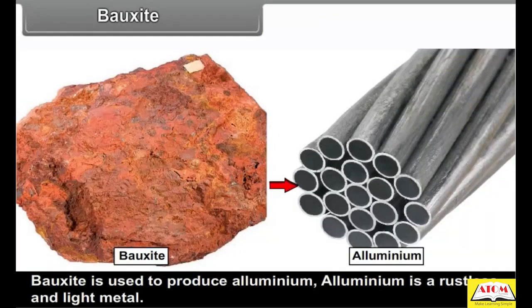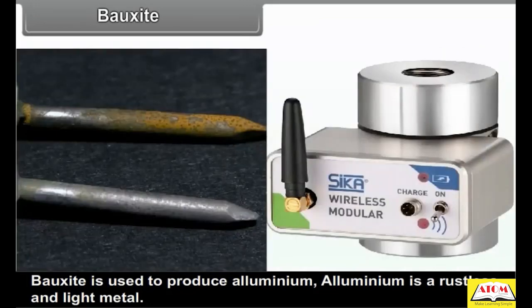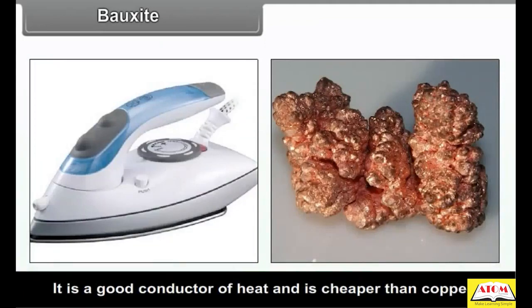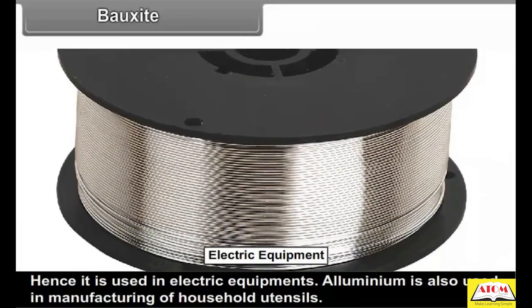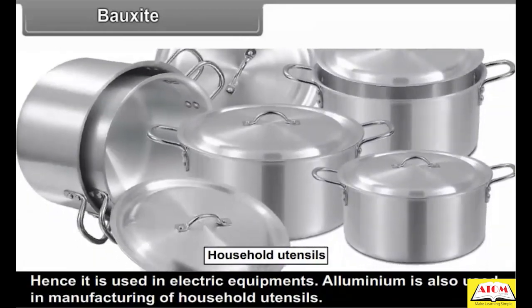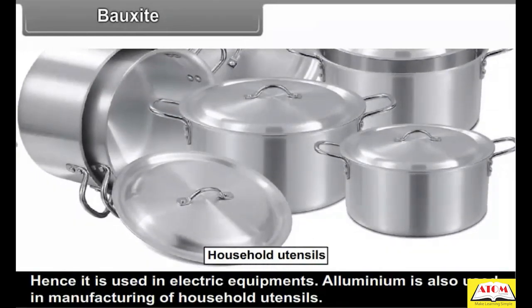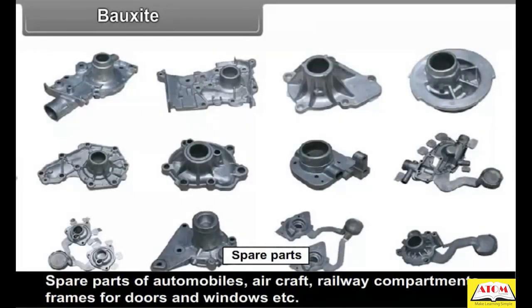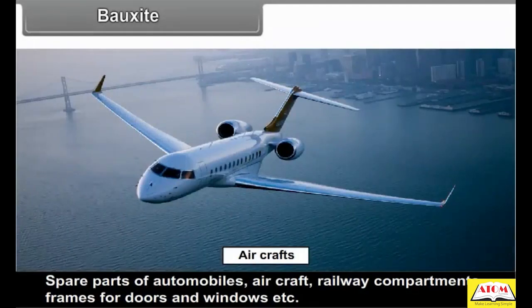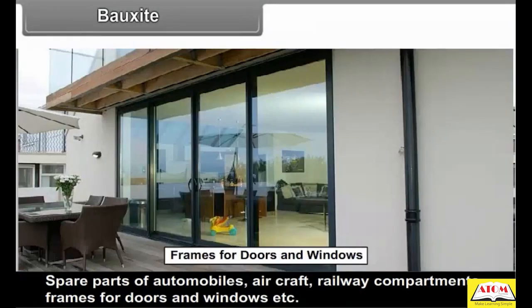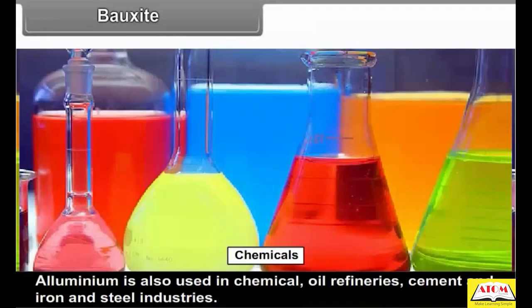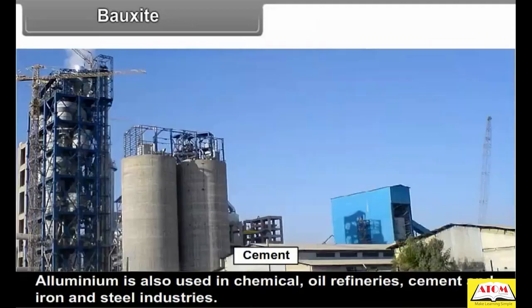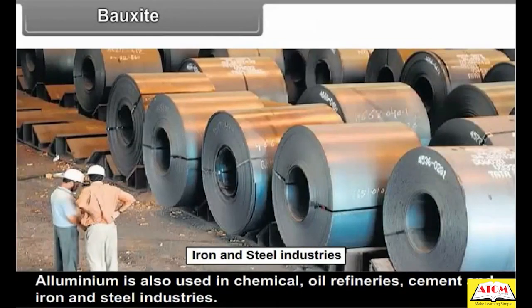Bauxite. Bauxite is used to produce aluminium. Aluminium is a rustless and light metal. It is a good conductor of heat and is cheaper than copper. Hence it is used in electric equipment. Aluminium is also used in manufacturing of household utensils, spare parts of automobiles, aircraft, railway compartments, frames for doors and windows, etc. Aluminium is also used in chemical, oil refineries, cement and iron and steel industries.